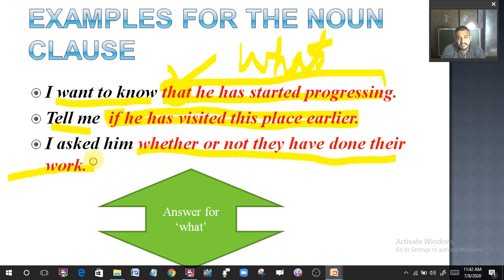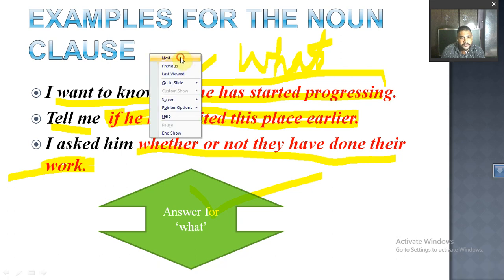Here somebody is asking for the completion of the work. So whenever we get the answer for what, the clauses made are noun clauses, and we have the conjunctions that, if or whether. Whenever we get the answer for what in the sentence, we use the noun clause, but there should be a principal clause before it, okay. Then we can analyze that definitely there is a noun clause. I hope you understood that, okay.